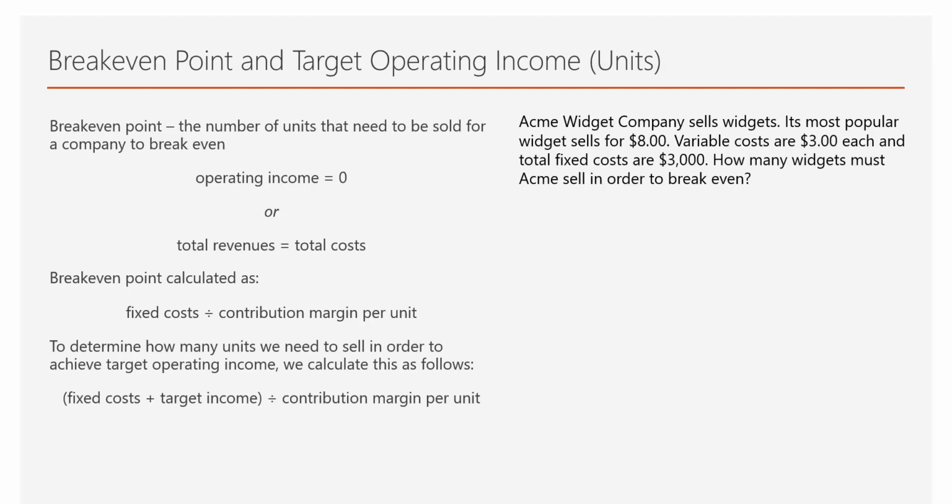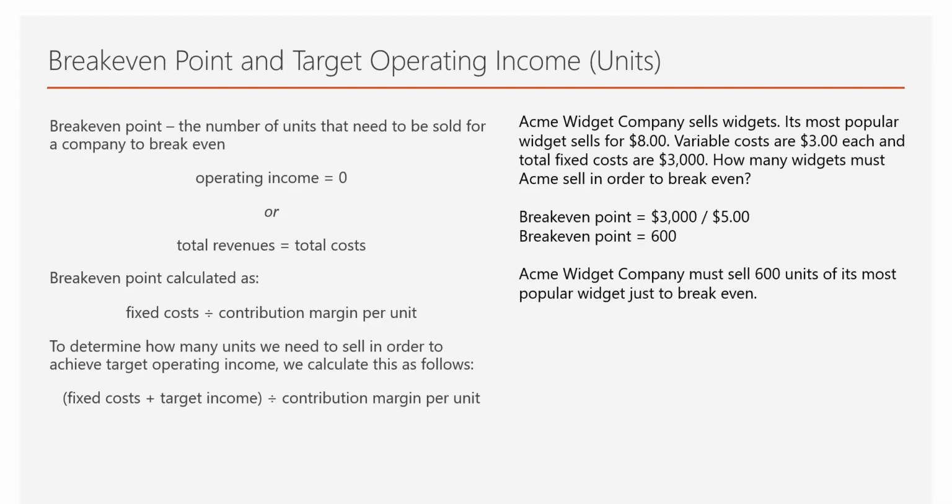So let's do an example of both just a break-even point and how many units we need to sell in order to achieve target operating income. Acme Widget Company sells widgets. Its most popular widget sells for $8. Variable costs are $3 each, and total fixed costs are $3,000. How many units must Acme sell in order to break even?